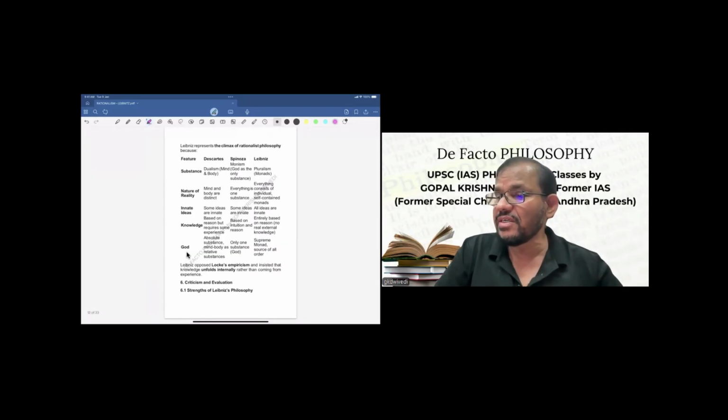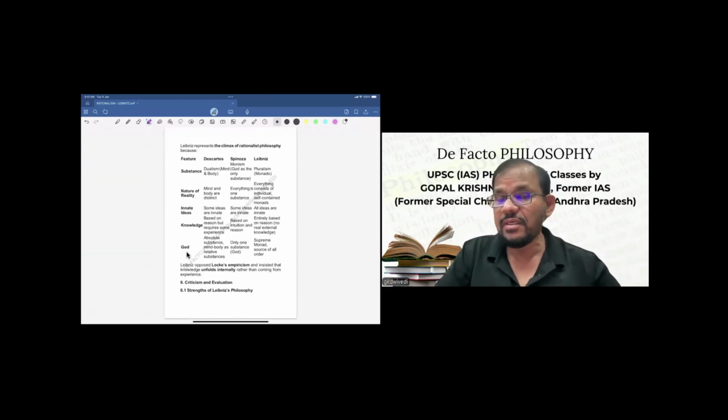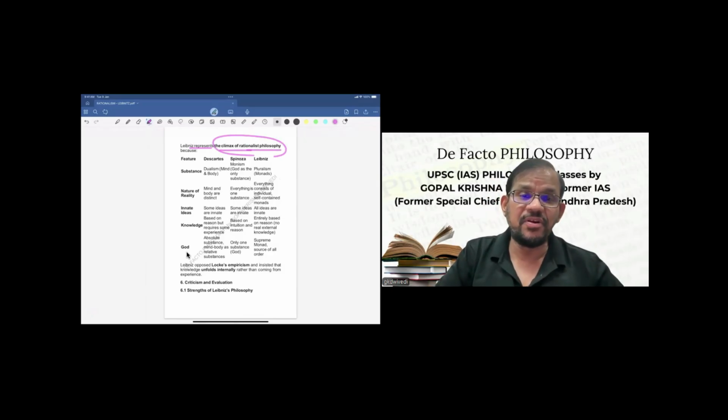So now what is the Leibniz contribution to rationalism and how does it compare with other rationalist philosophers? Let us understand this comparative chart. See, Leibniz's philosophy represents the climax or culmination of rationalist philosophy.